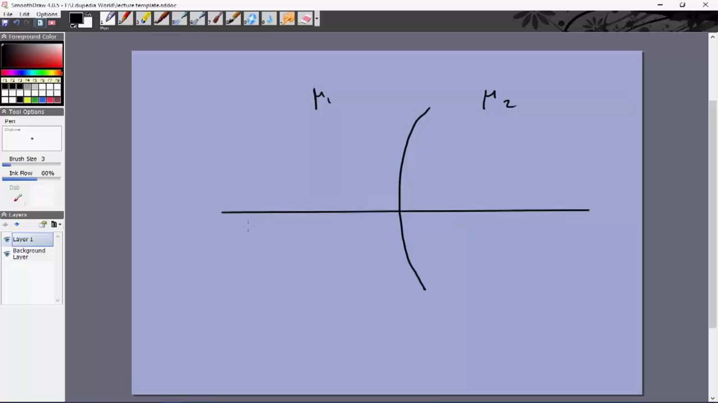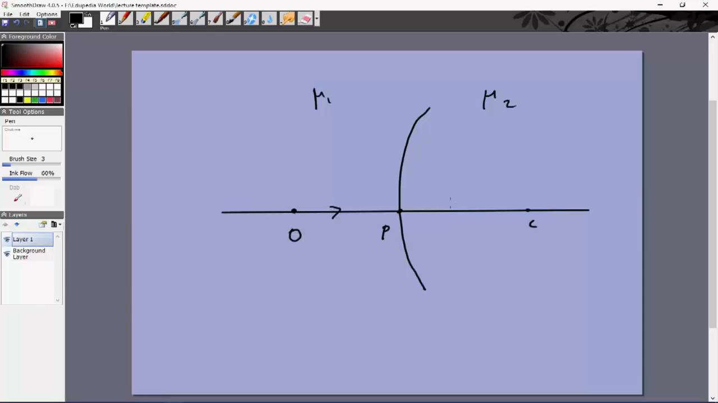Now let's mark some parameters first. Let's say this is the pole. Let's say this is the center of curvature. Again, the center of curvature will be the center of the sphere from which the spherical surface is carved out, or of which the spherical surface is a part. Let's say this is O, the position of the object.